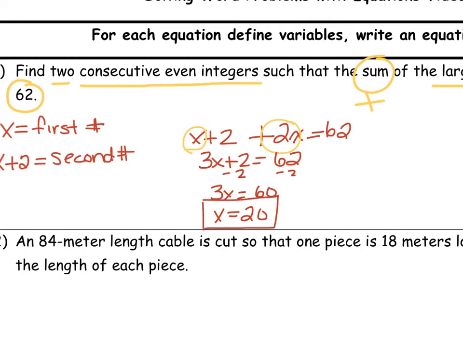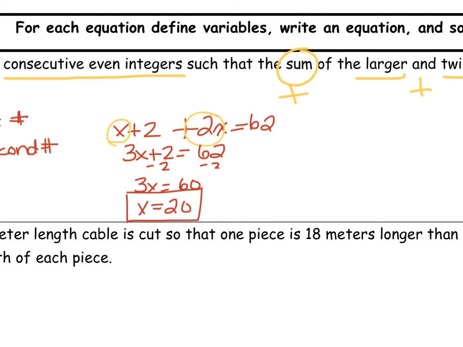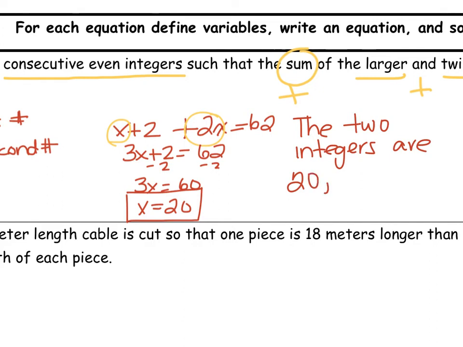So now we have to go back and see if we answered the question. We need to find two consecutive even integers. So in our sentence, we would write the two integers are 20, and the next one, because it's x plus 2, would be 22. That right there would be our answer to this problem.